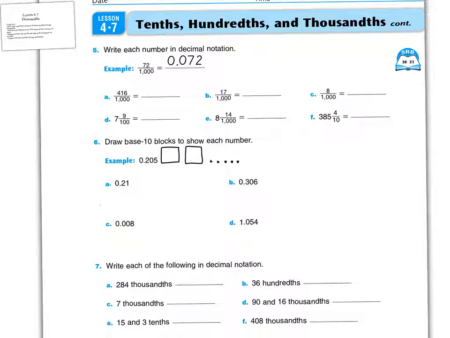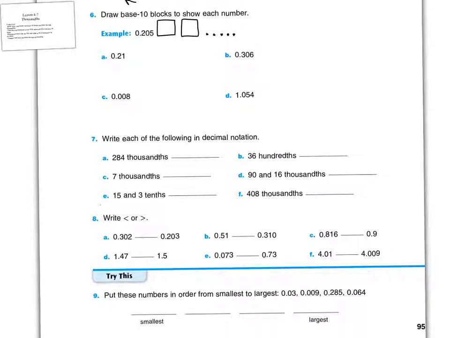So if you have 416 thousandths, it's basically 0.416. Remember, the 6 is in the thousandths place, and that's why it tells you at the bottom 1,000. Next one, you have 7 and 9 hundredths. So when you have 7, it tells you have 7 wholes. Then you put your decimal, and then you have 9 in the hundredths place. So 0.09, because that 9 ends in the hundredths place.